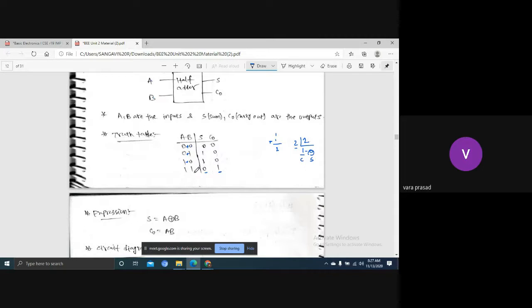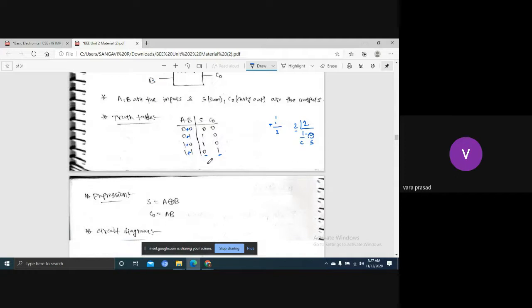If two ones are there, if you perform addition between two ones, sum is 0, carry is 1. Please keep in mind. I will repeat. If you perform addition between two ones, sum is 0, carry is 1. Okay, if a single one is there, sum is 1, carry is 0. There is no need to generate carry.